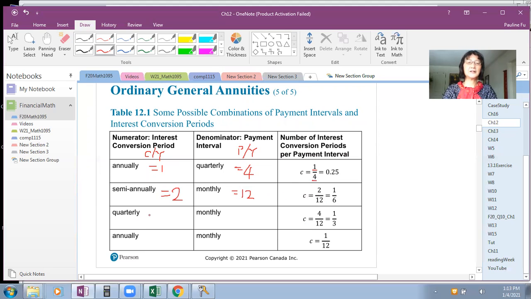Here, interest is compounded quarterly, CY equals 4. You make payment every month, so 1 year has 12 payments. C equals 4 over 12, equals 1 over 3. Next, the last one: interest is compounded annually, CY equals 1. Payment monthly, PY equals 12. C equals 1 over 12.